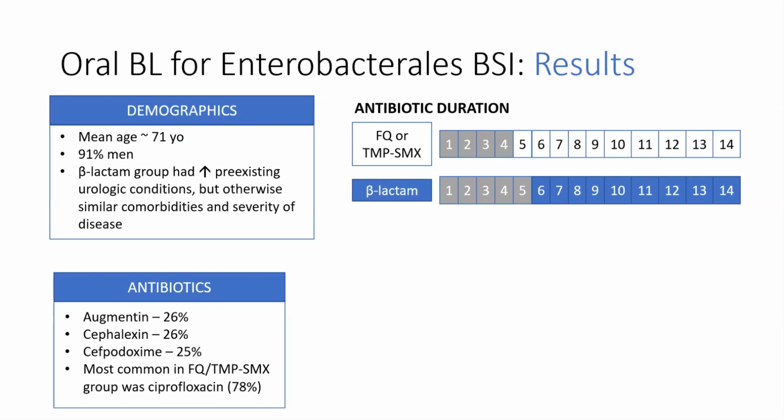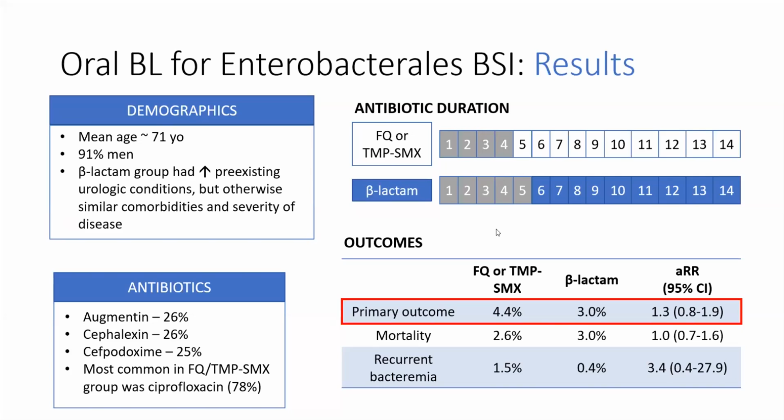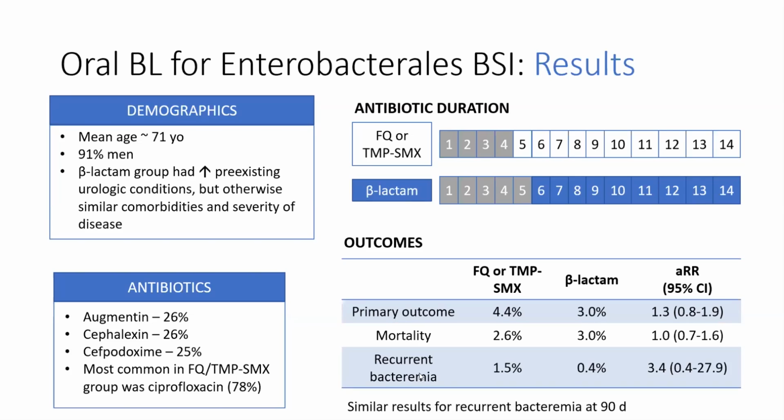When we look at the antibiotic duration, patients received on average either 4 or 5 days of IV antibiotic therapy and a total of 14 days of antibiotic therapy. In terms of the primary outcomes, there were no significant differences between the two groups, and also no differences when we looked at the individual components of mortality or recurrent bacteremia. They had similar results when they looked out to 90 days.